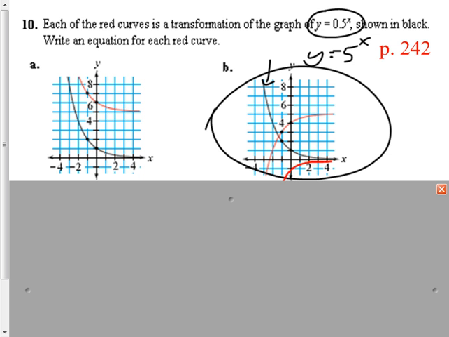How many spots up? Well, you can see where it crosses. That's up 1. That's up 2. I'm looking at the y-intercept now. That's up 3. That's up 4. That's up 5. So it's not only an up-down flip, it's also moved up 5.